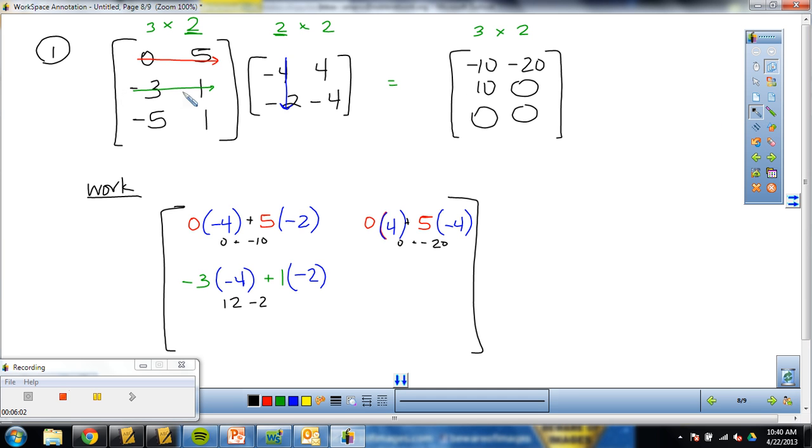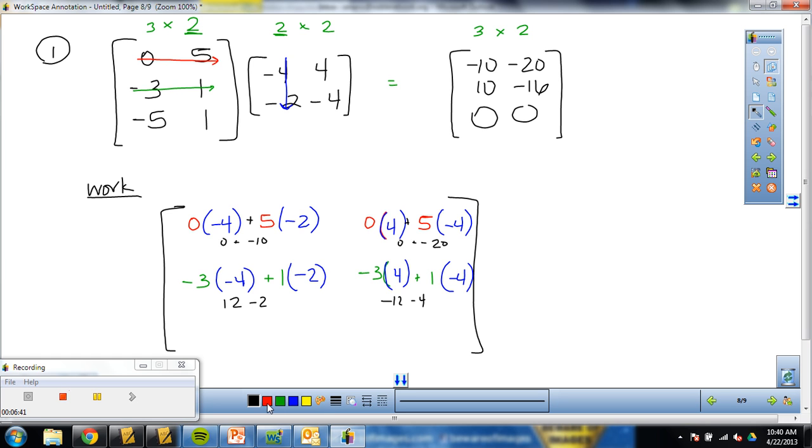And again, I'm going to stay in the second row and this time use the second column. So I will have negative 3 times 4, which is the first term of column 2, and 1 times, and move down the column, negative 4. And again, with my calculations, I'm going to have negative 12 minus 4, so I should have negative 16.